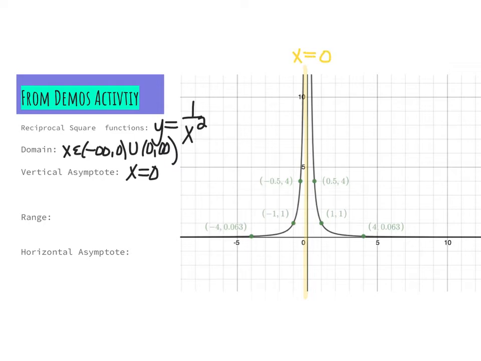The range on this graph, because it's squared, all of your values are going to be above the x-axis. So y is an element from 0 to positive infinity. We use the parenthesis because we want the whole graph above the x-axis. Again, our horizontal asymptote is at y equals 0.